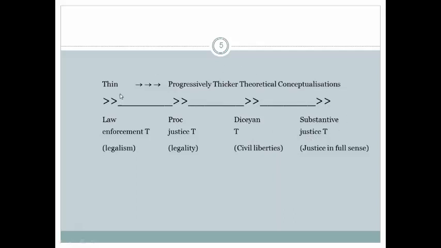And what constraints do the different permutations place on the exercise of governmental power?